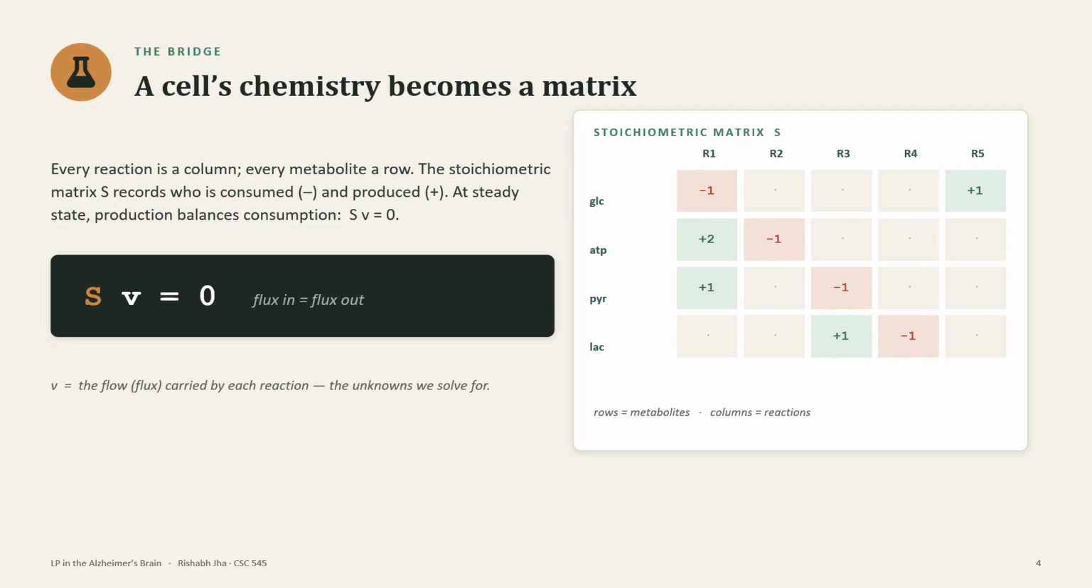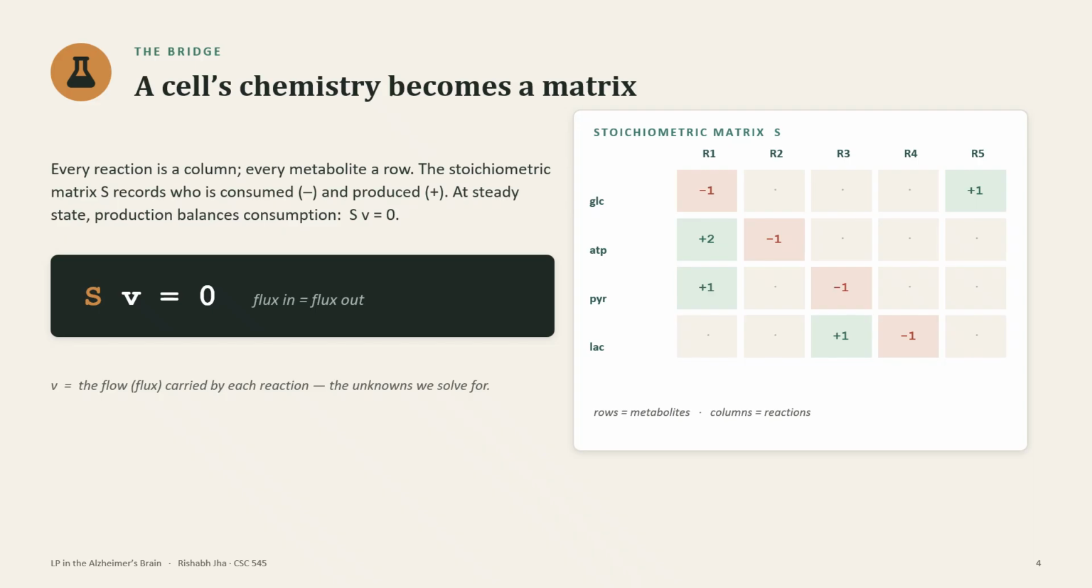Now let's get into a little bit of chemistry from biology and let's join chemistry to a matrix. As we can see, every reaction is a column, every metabolite is a row. Entries record what is consumed as negative and what is produced as positive. This is the stoichiometric matrix S. Now let's point at the glucose row. R1 is -1, so it consumes glucose. R5 is +1, so it supplies or produces glucose from the outside. Let's look at the ATP row. R1 makes 2 and R2 spends 1. This is a chemist's bookkeeping.